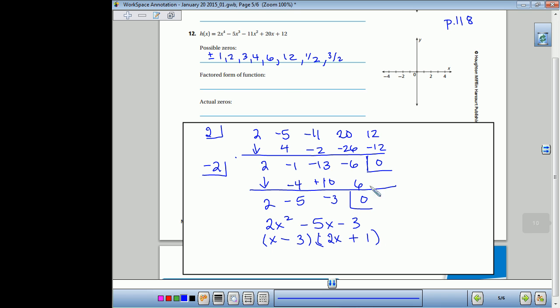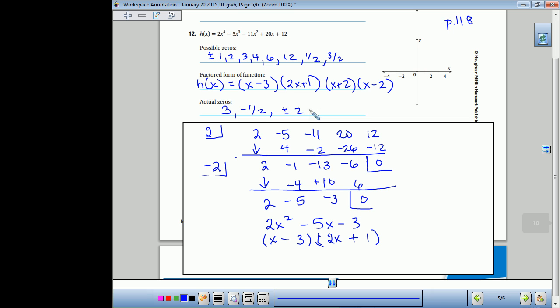Oh, I see. Okay. So if we want a completely factored function, well, we just got 2 of them. x minus 3 and 2x plus 1. What are the other 2? x plus 2 and x minus 2. So what are my actual zeros? 3, negative 1/2, and plus or minus 2. Yep.